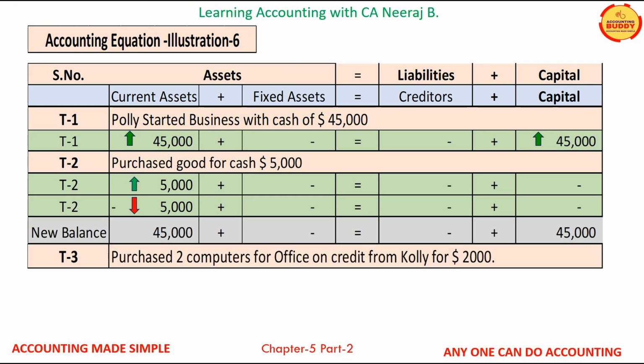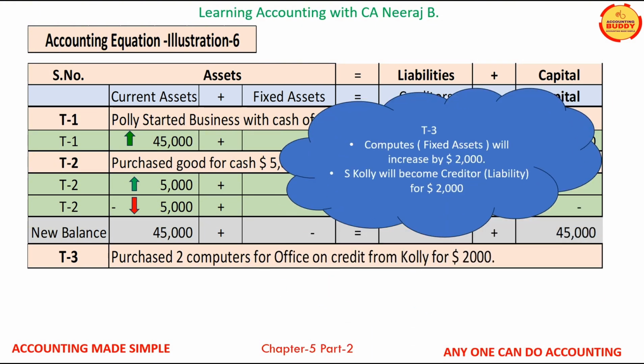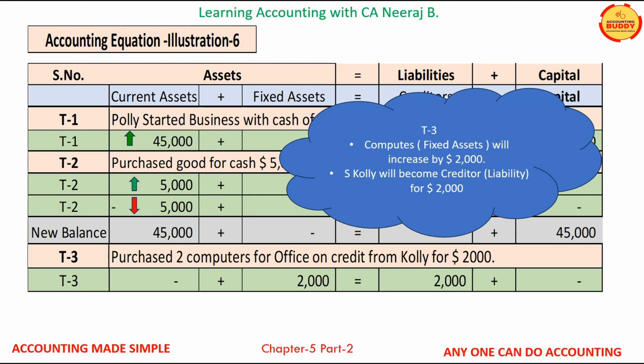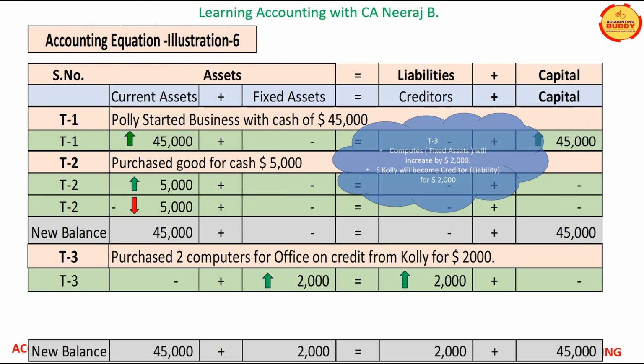Transaction T3 on your screens is Polly purchased two computers for office use on credit from Cooley for $2,000. If we analyze this transaction, two accounts which will be affected are assets, that is the computers purchased, and the second is the creditors, which are the liabilities of the business. Assets, that is the computers, will be increased by $2,000 and the creditors will also be increased by $2,000.